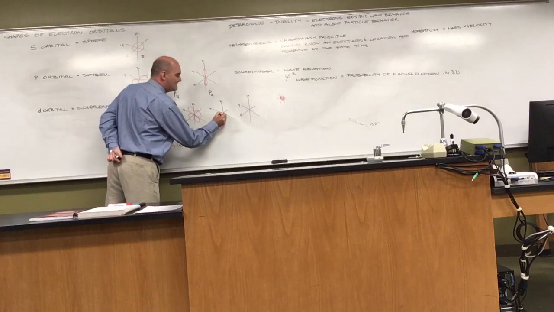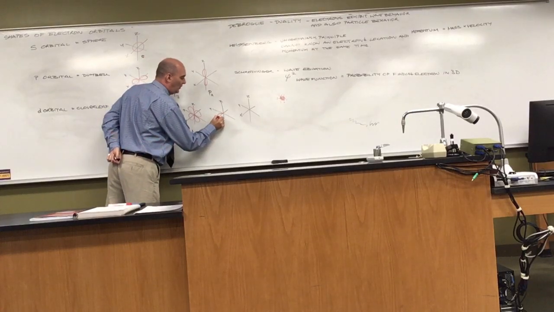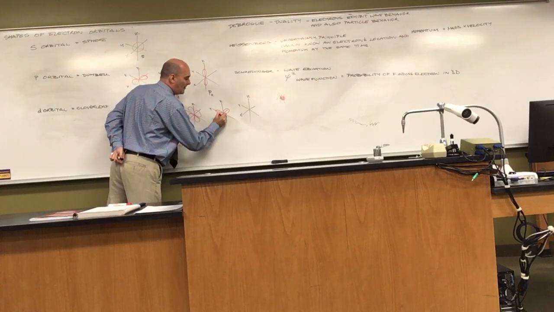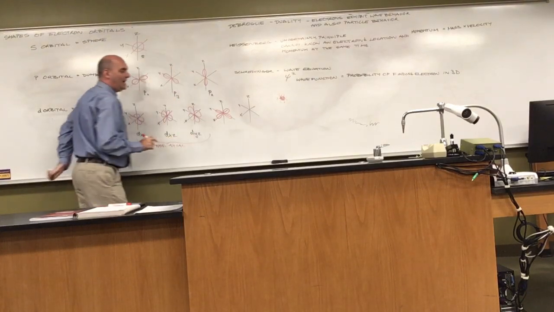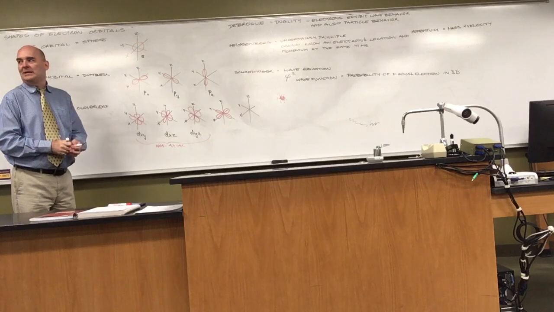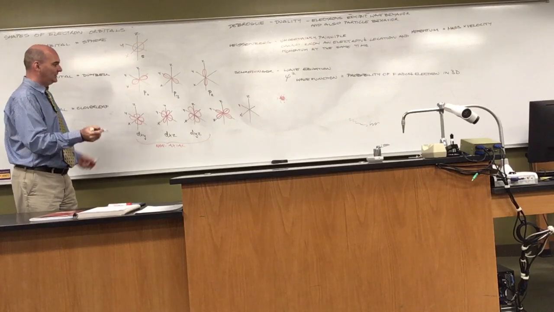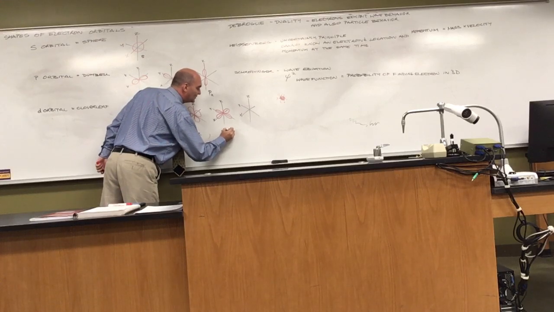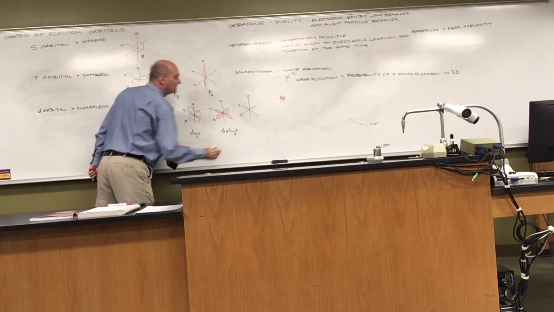The next one puts all of its electron density on the x and on the y. It's right down the line on the x and the y. And this is called d x squared minus y squared.